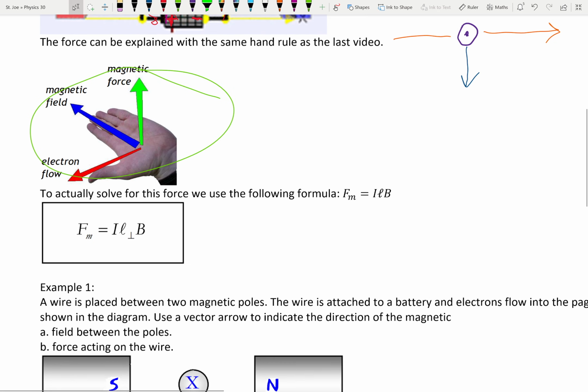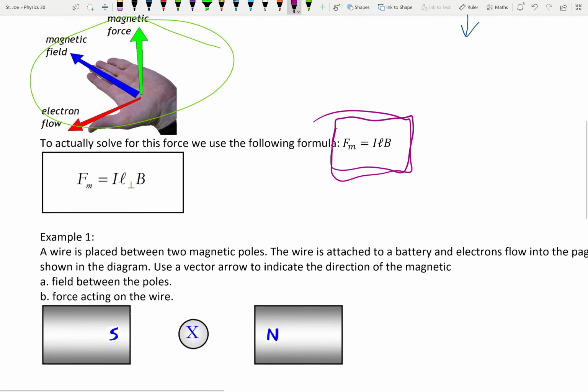Okay, to actually solve for the force, we have the following formula given to us. So magnetic force is I times L times B, where I is the current in the actual wire, the L is the length of the wire within the magnetic field, and then B is the magnetic field strength in Tesla.